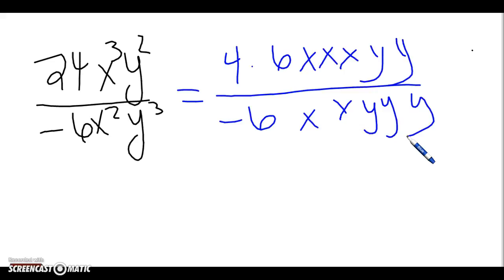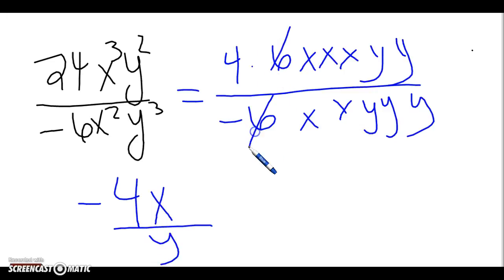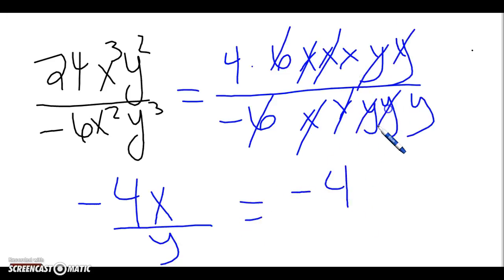If I was doing this another way, I can say 24 divided by negative 6 is negative 4, x cubed over x squared, and I would subtract 3 from 2 for the y's, and that would be y. That's one way of thinking about it. Here I can cross out, and I'm left with x on top and bottom, and a negative. It doesn't matter if it's on the top or the bottom, so I get negative 4. Oh, I forgot the y's. I have an x over y, so I get the exact same answer.